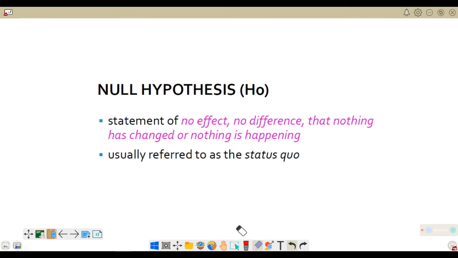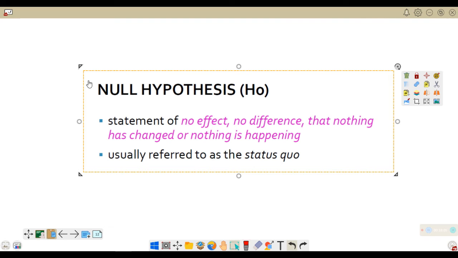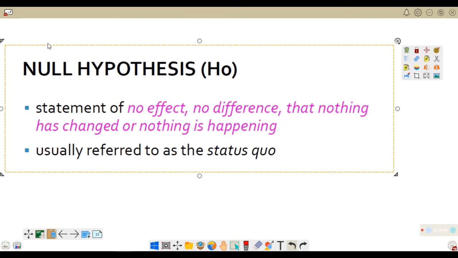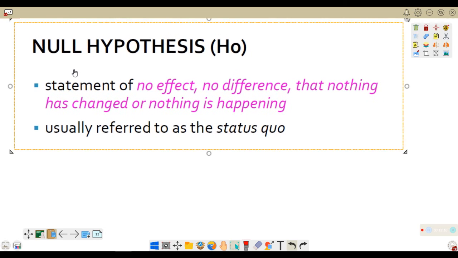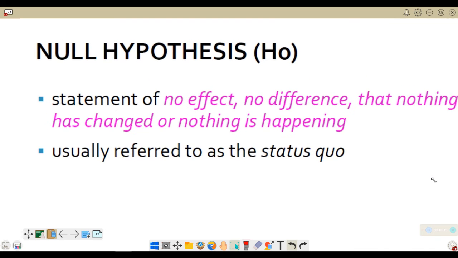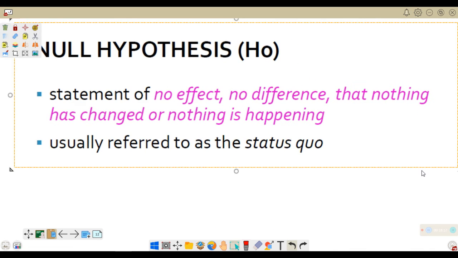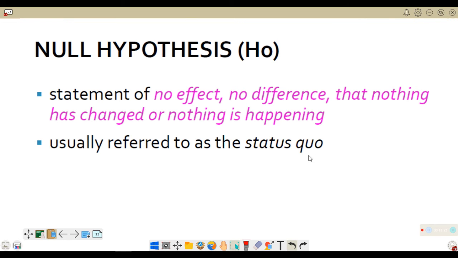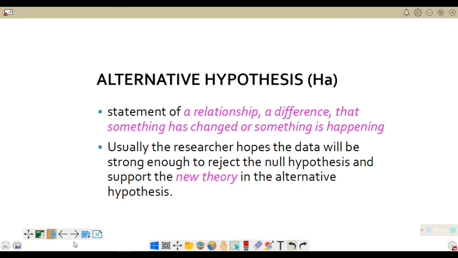Okay, the null hypothesis H sub O. Ang kiniklaim nito, laging no effect, no difference, nothing has changed, or nothing is happening, or no relationship exists between variables. Basta si null hypothesis, lagi niyang sinasabi, no. Okay? So, laging walang difference or laging no effect. It is usually referred to as the status quo.